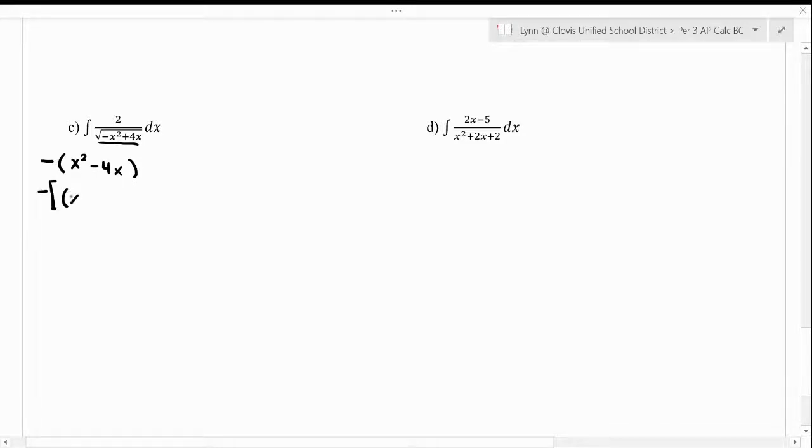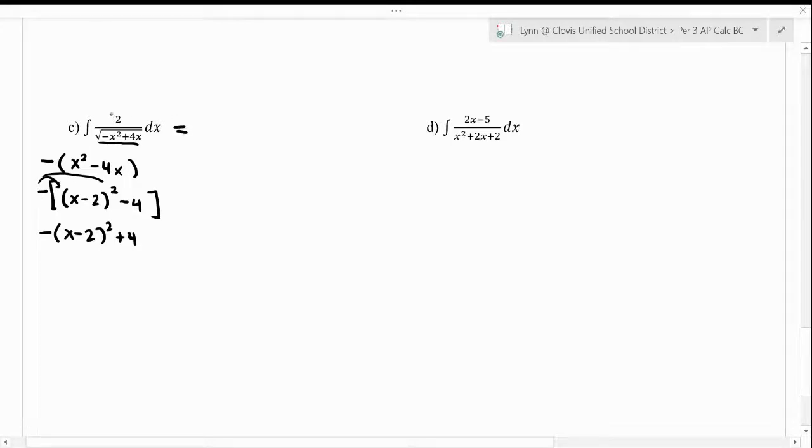So I'm going to do half of negative 4. And then I want a 0, right? Because I'm not adding any number here, so 0. So that would be positive 4. So that means I would subtract 4 to make them equal. So if I were to distribute this, I would get x squared minus 4x. And then this would be plus 4 minus 4, which is 0. And then now I'm going to go ahead and distribute the negative in. So I would get negative x minus 2 squared plus 4.